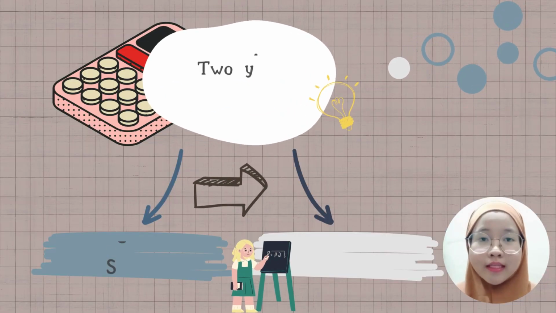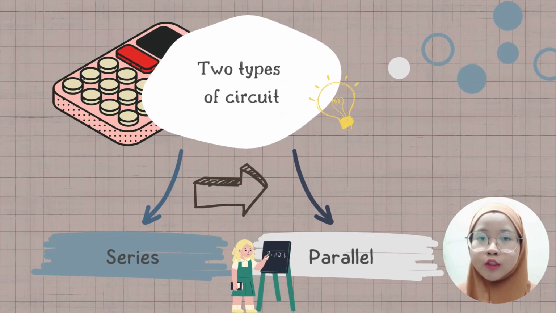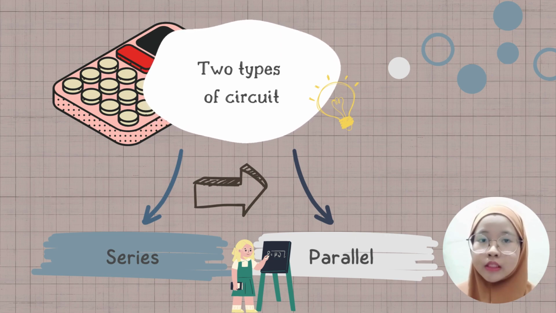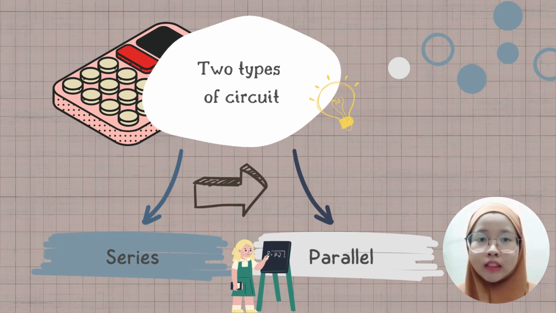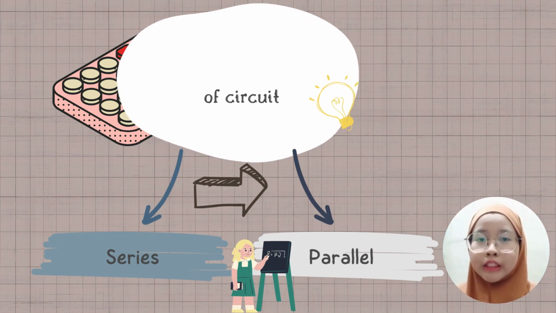Then we are going to the next topic, which is 3.2 about the combination of capacitors. A combination of capacitors consists of two types of circuit, which are the series circuit and the parallel circuit. So I am going to explain about the series circuit.